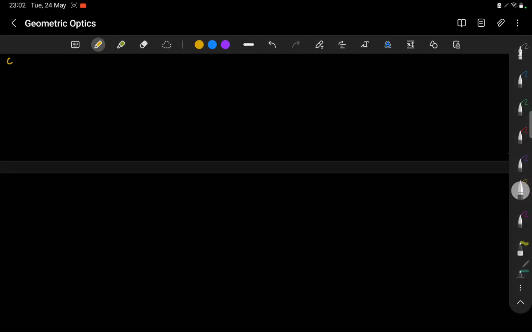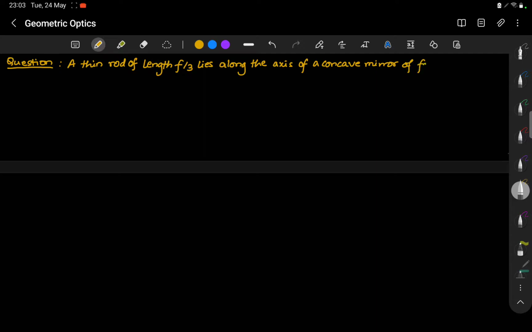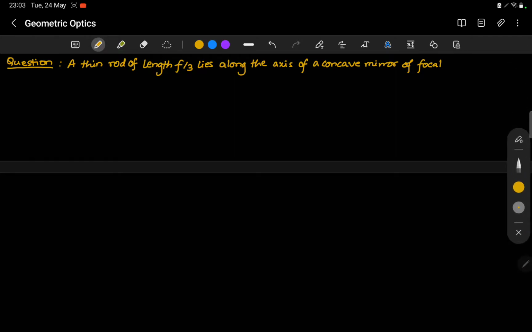Now we will look at a question based on reflection from spherical surfaces. So the question says, a thin rod of length f by 3 lies along the axis of a concave mirror having focal length f.